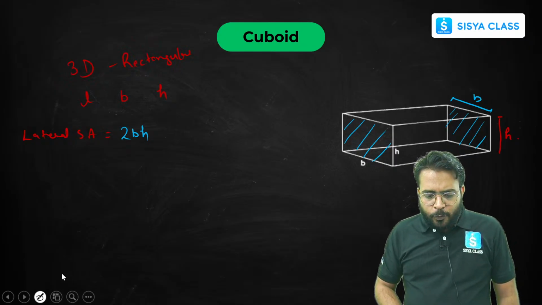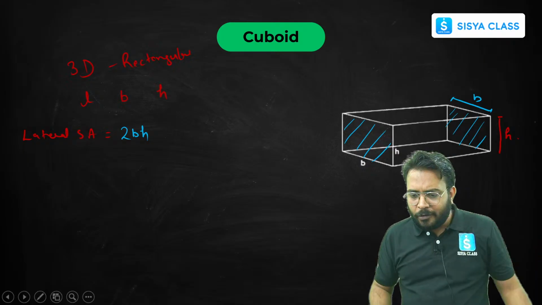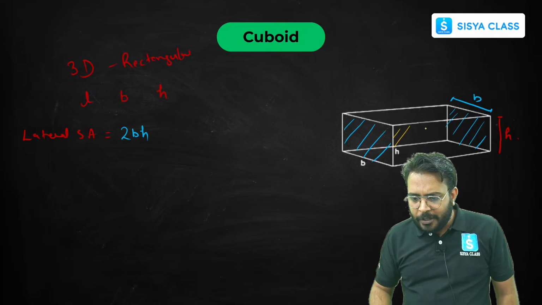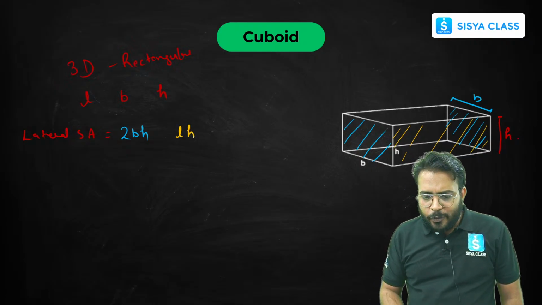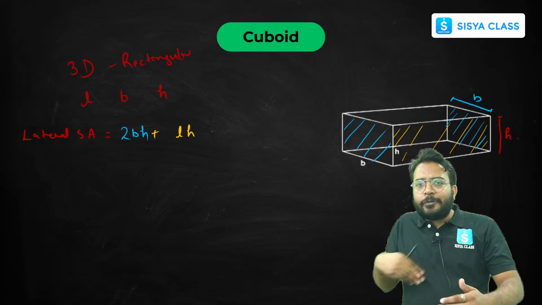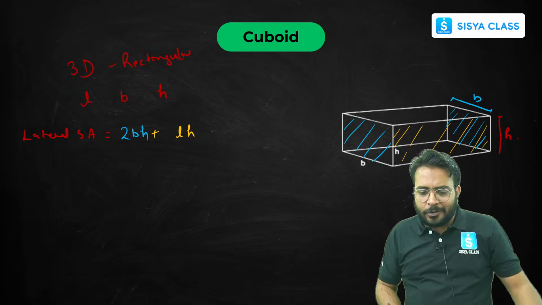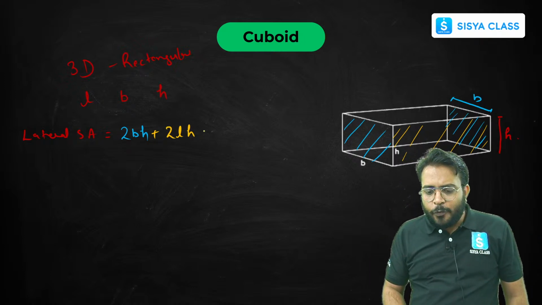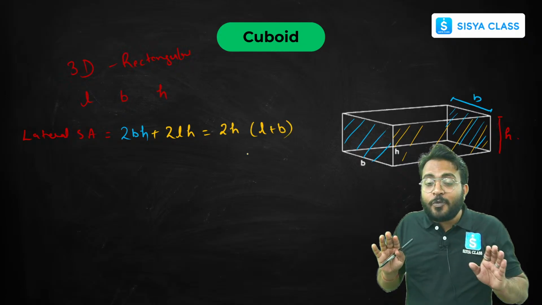Now, if I need to find the area of the front and back, suppose I need to find this area. What is going to be its area? Area is going to be l into h, and the front surface has the same area as the back surface. So we can write it as 2lh. Now if you combine them, taking 2h common, it is going to be 2h times (l plus b). This formula you have to memorize.